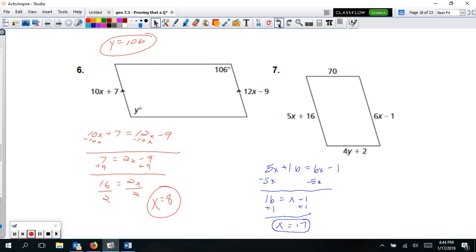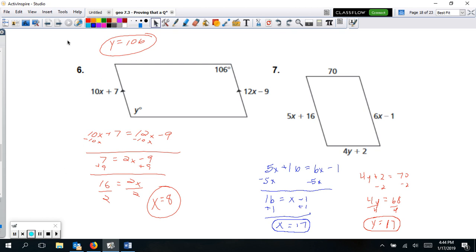So x is 17. And then this one here, 4y plus 2 is going to equal 70. Subtract 2 from both sides to get the 4y by itself. So 4y will equal 68. Divide by 4, 68 divided by 4, and that will give us 17. So y is also 17 on this one. So both x and y are the same number.